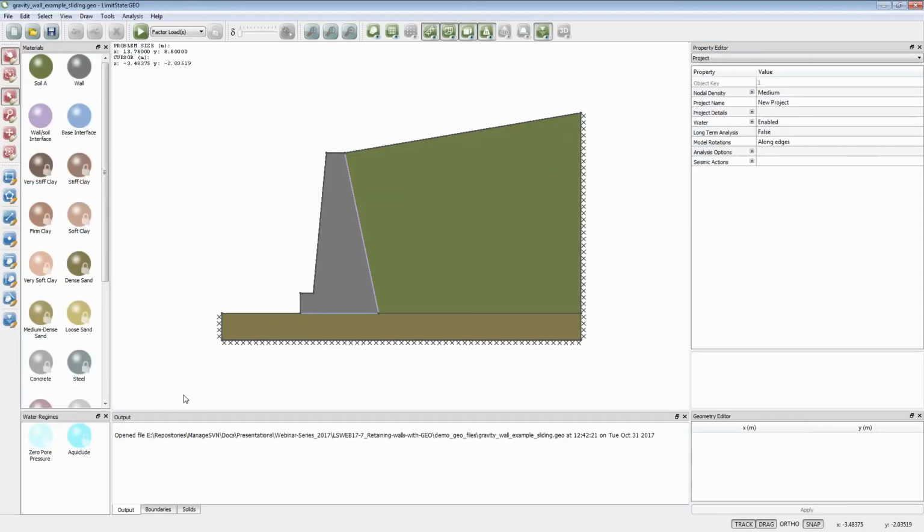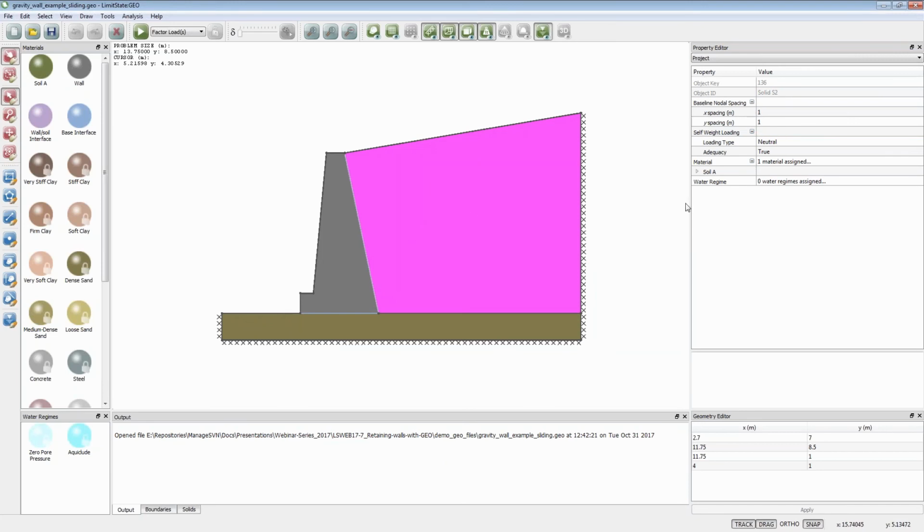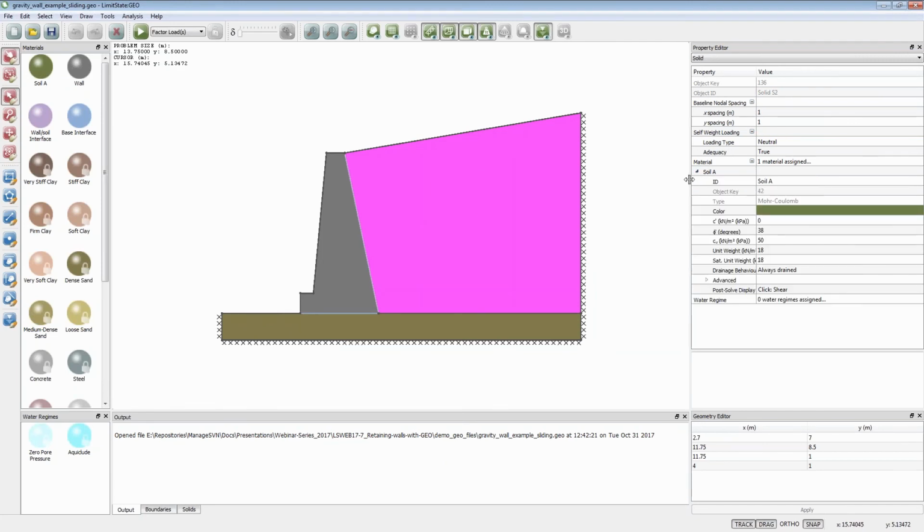So, quick demonstration. We'll go back to this gravity wall and have a quick look at the material. As I said, this is retaining a soil, which if we click on here, we can display its angle of friction, 38 degrees, unit weight 18. Haven't got time to explain all the other parameters here, but that's the basic one.